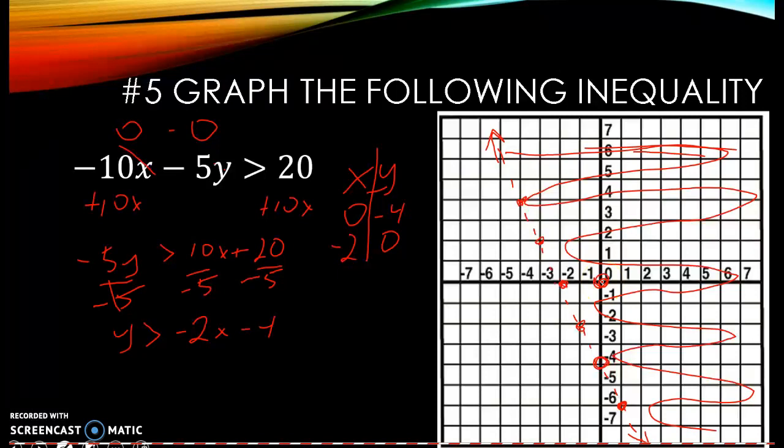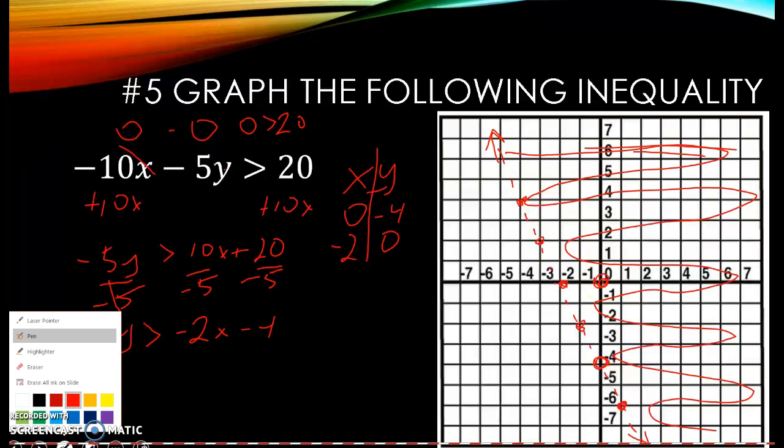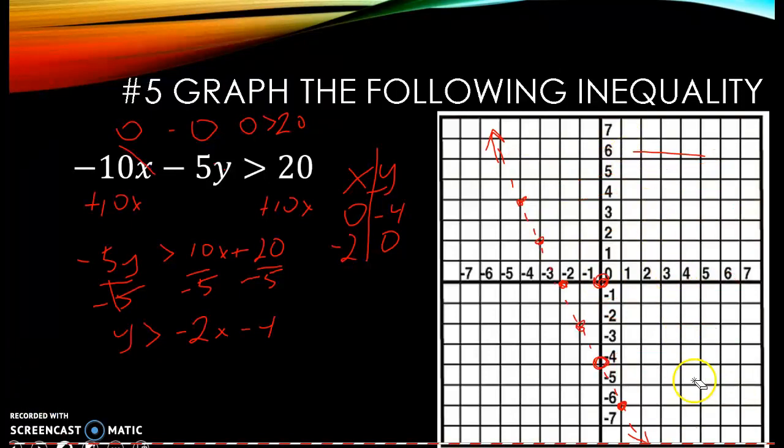0 to 0, 0 minus 0 is 0. 0 is not greater than 20, so I messed up here. This is not part of the solution set. So what I messed up on was none of these points over here work.